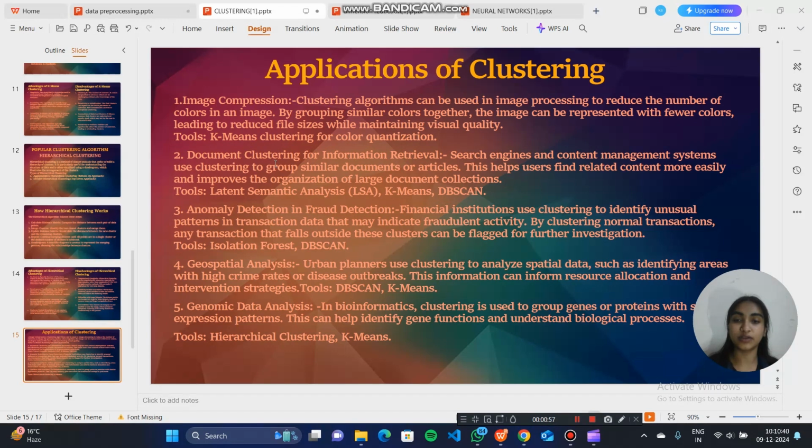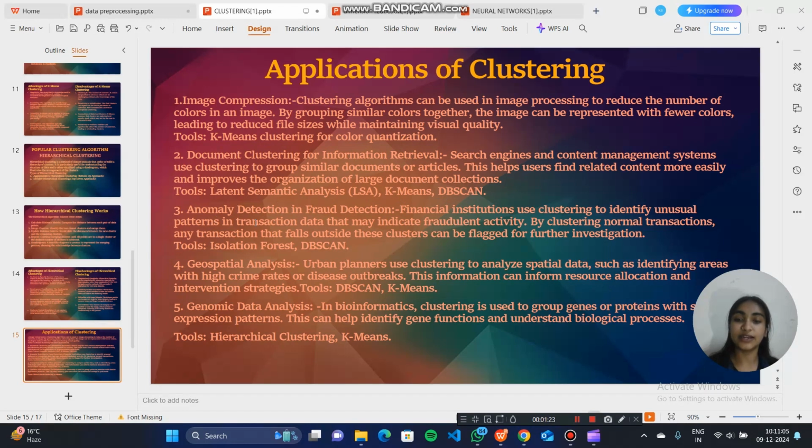Second, document clustering for information retrieval. Search engines and content management systems use clustering to group similar documents or articles. This helps users find related content more easily and improves the organization of large document collections. Tools: Latent semantic analysis, K-means, DBSCAN.